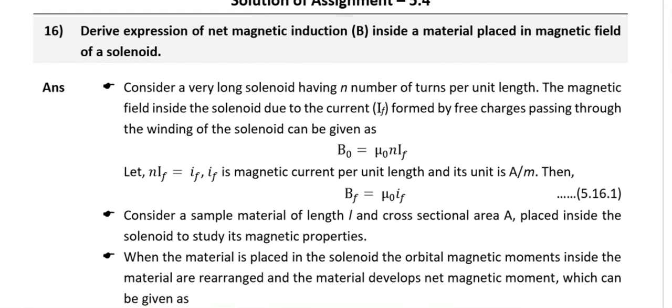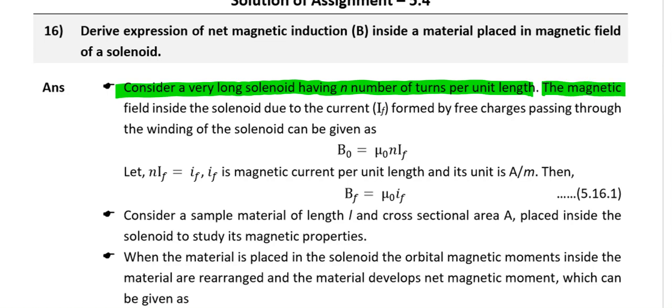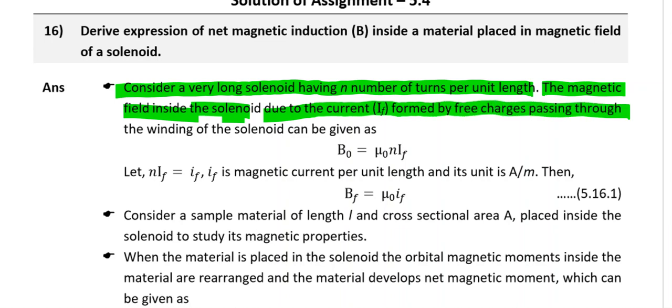First question: derive an expression for the net magnetic induction B inside a material placed in a magnetic field. Consider a long solenoid having n turns per unit length. The magnetic field inside the solenoid, due to the current I_F formed by free charges passing through the winding of the solenoid, can be given as this. We know that B is equal to mu 0 n I.